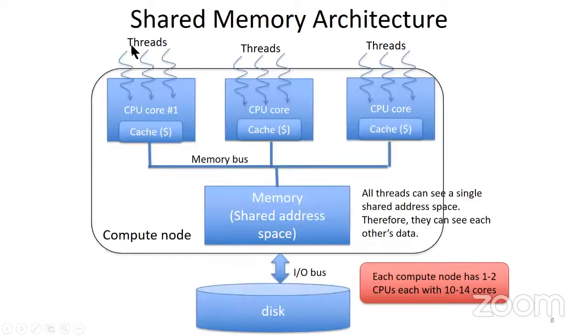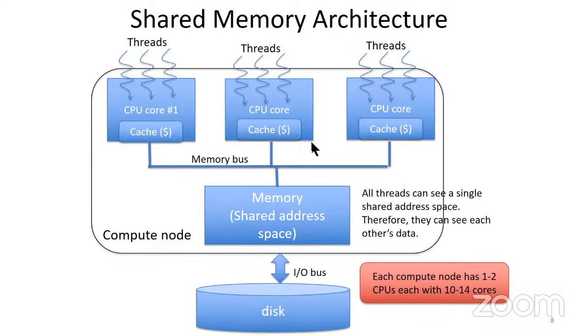Here you can see the shared memory architecture. This is CPU core 1, this is CPU core 2, and this is CPU core 3, and this is the memory bus. Collectively, you can see that this is the shared address space of the memory. Here, all threads can see a single shared address space, and therefore they can see each other's data.